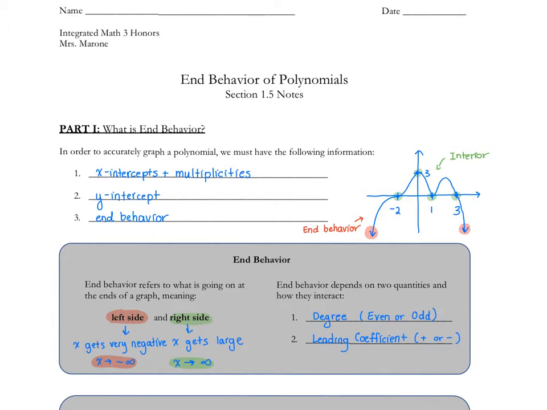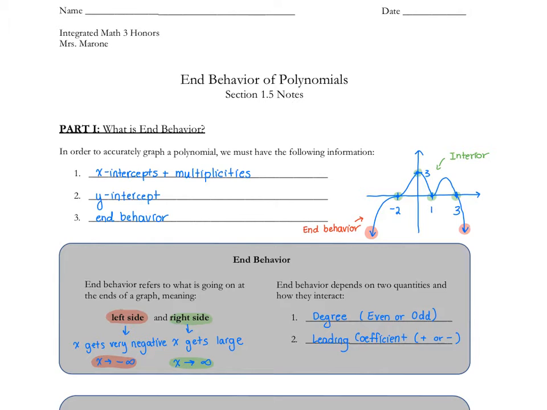So in the previous class, we started to put together the pieces of the puzzle that remained for graphing polynomials. We were able to identify that we need three key components in order to accurately graph a polynomial. We need to know the y-intercept, we need to know the x-intercepts, and we need to know their multiplicities, because that'll tell us how the graph is behaving near those zeros. Does it go straight through? Does it bounce?